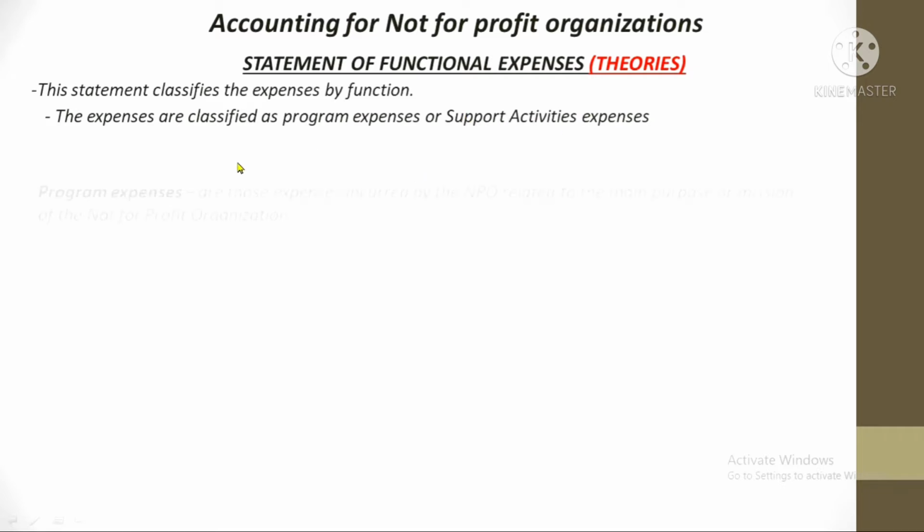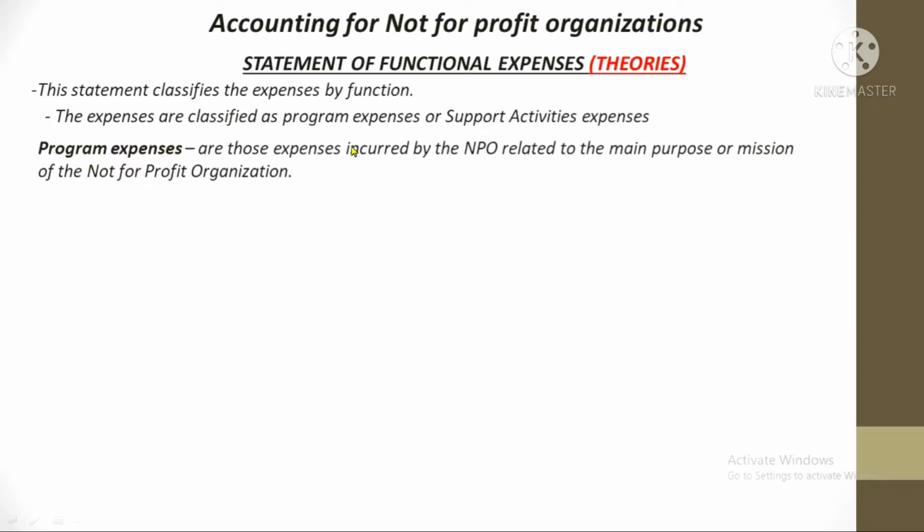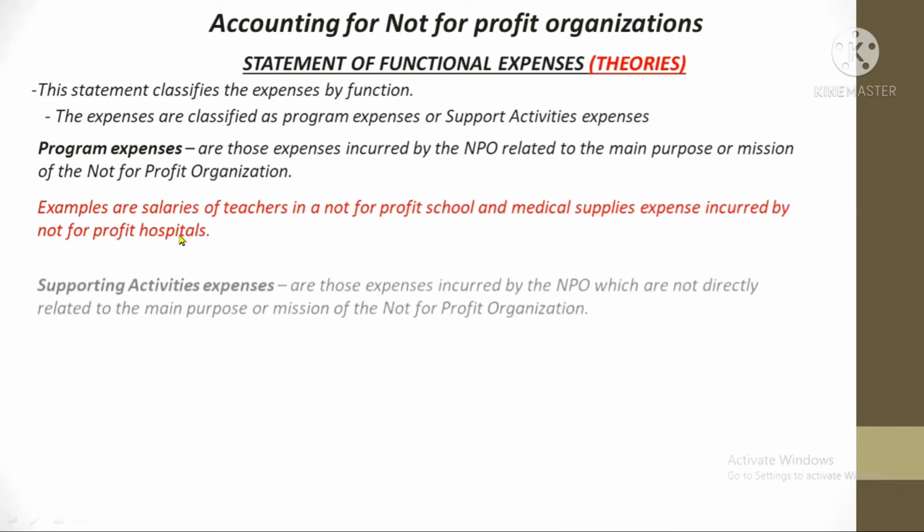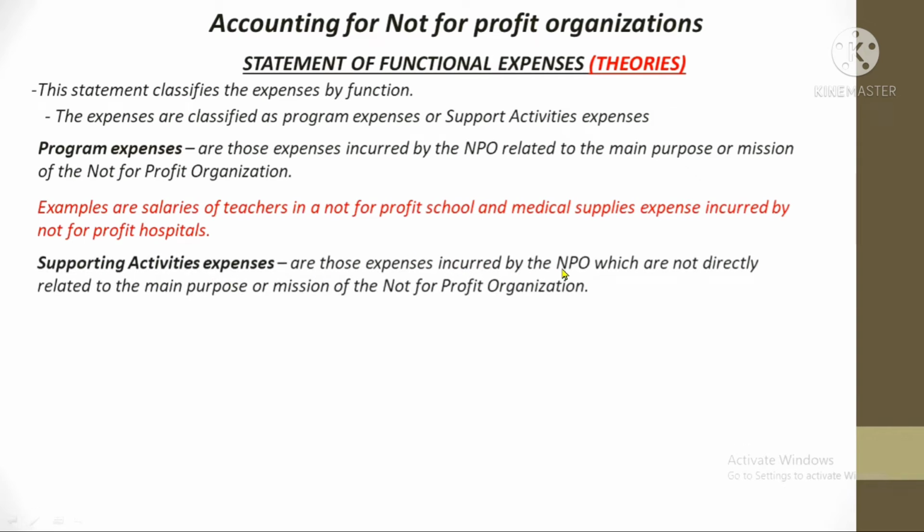And I've told you that program expenses are those expenses incurred by the NPO related to the main purpose or mission of the not-for-profit organization. Examples of those expenses are salaries of teachers in a not-for-profit school and medical supplies expense incurred by not-for-profit hospitals, for example. While supporting activities expenses are those expenses incurred by the NPO which are not directly related to the main purpose or mission of the not-for-profit organization. Examples are fundraising expenses and management and other general expenses of the NPO.